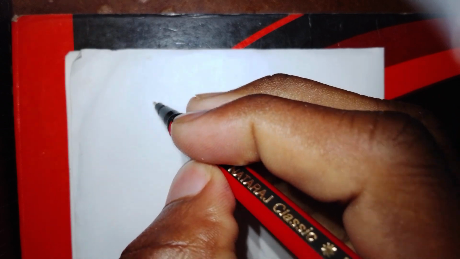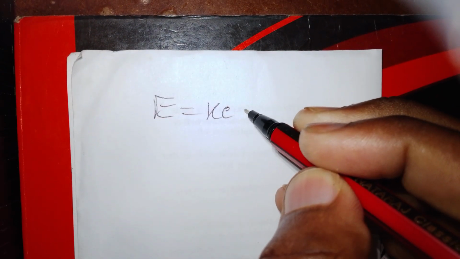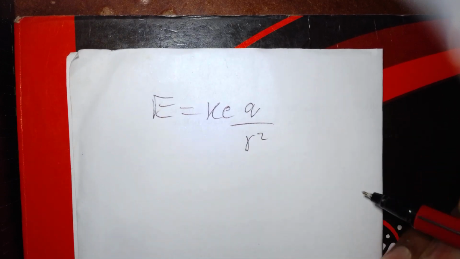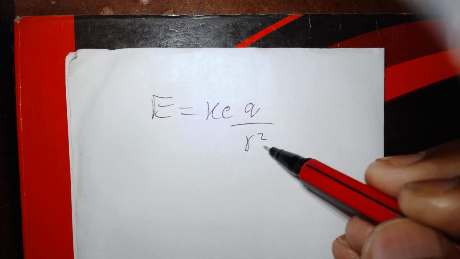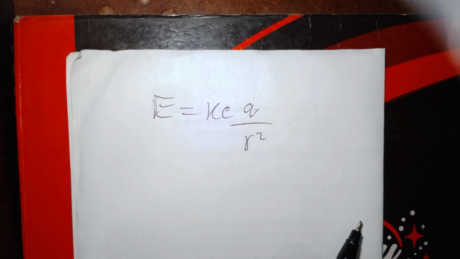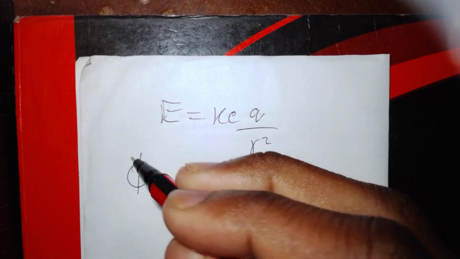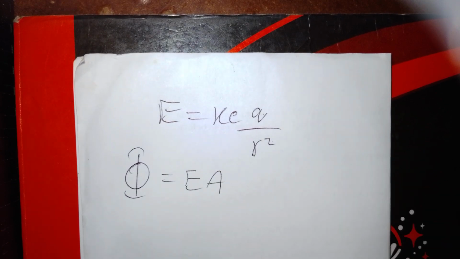Okay, so what exactly is electric flux? Before you learn about electric flux, you need to have knowledge regarding electric field. So we know that the electric field is given by Ke, which is a constant, times Q over R squared. Q is a charge, and R squared is the distance between the charge and the point. Now the electric flux, given by this symbol here, is given by the formula E A.